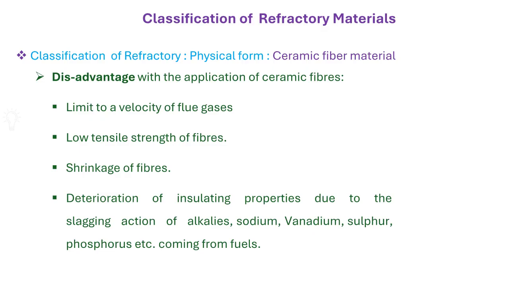Third limitation: shrinkage. Over time, ceramic fibers shrink when exposed to high temperatures. This can create gaps in the lining, allowing hot gases to escape. Careful design and regular maintenance are needed to manage this.